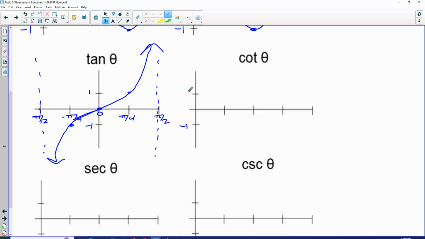Cotangent, we also do different intervals. This one we went 0 to pi. So 0, pi over 4, pi over 2, 3 pi over 4, and pi. Cotangent is cosine over sine. So it'd be the square root of the bottom over the square root of the top. So radical 4 over 0, undefined.